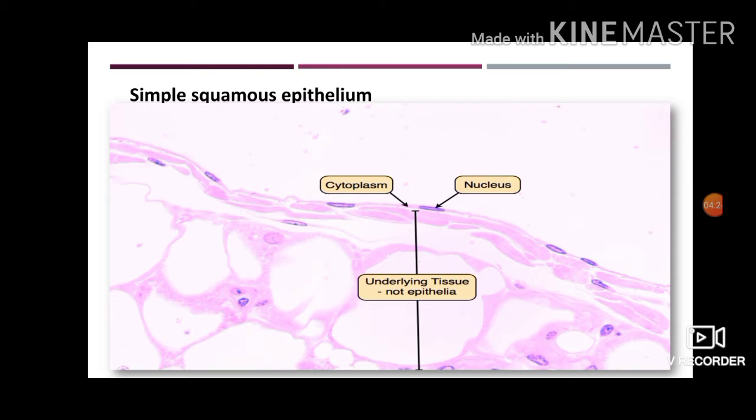Whatever you can observe below the upper part, that is not the epithelia. They are the different tissues present below the epithelia. So if we talk about the simple squamous epithelium, dear students, simple squamous epithelia consist of a single layer of flattened cells. The word squamous means flat, flat like scales of the fishes.